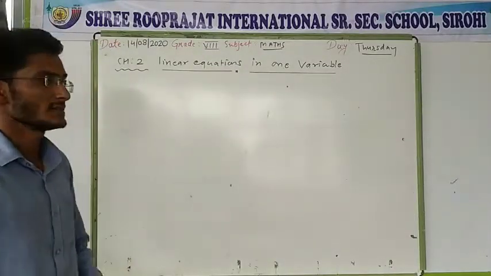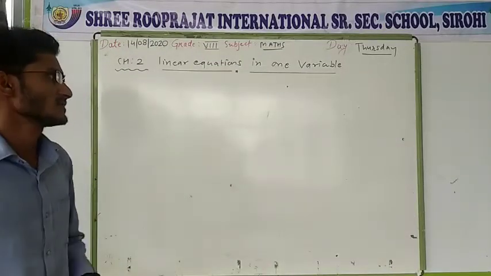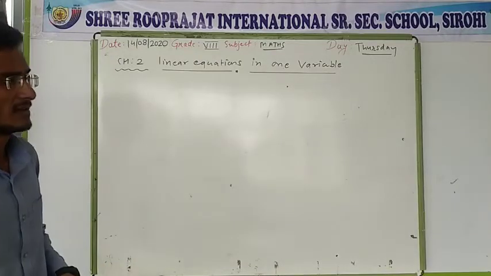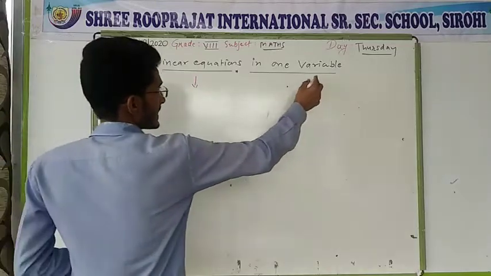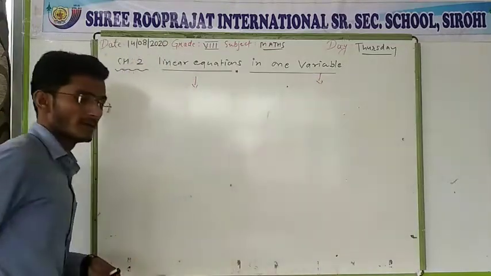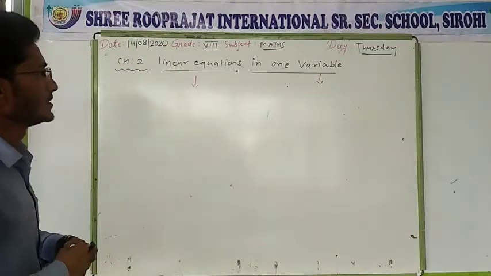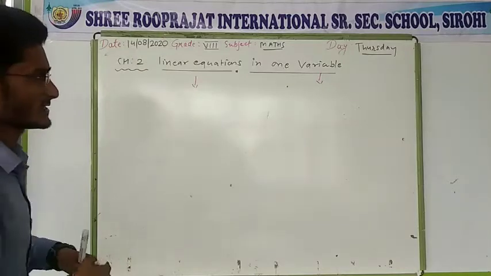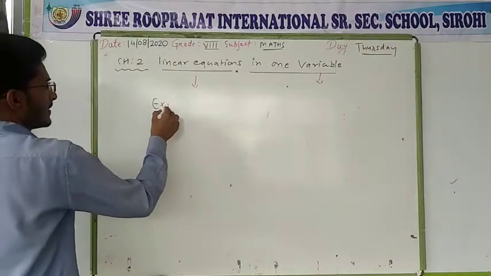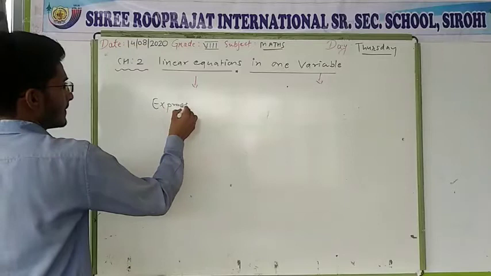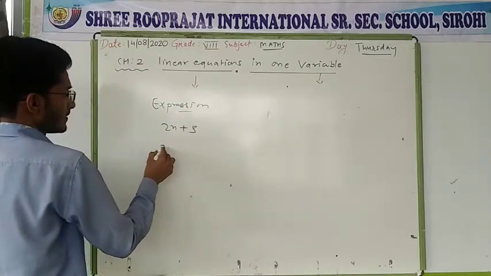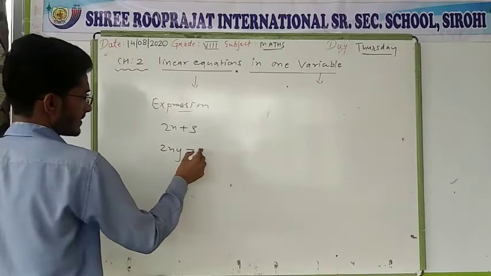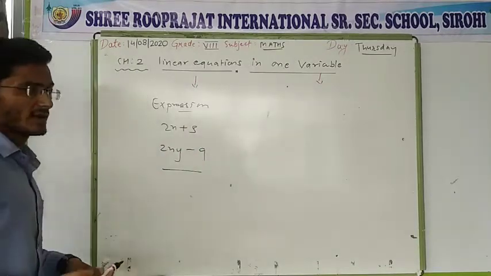So the next chapter, chapter number 2, a linear equation with variable. There are the two words. First one, a linear equation, and second one is a variable. So in the previous class, we learned about expressions, like 2x plus 5, 2xy minus 9, and more kinds of expressions.